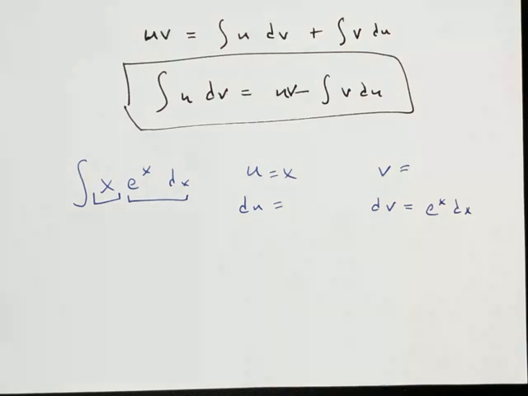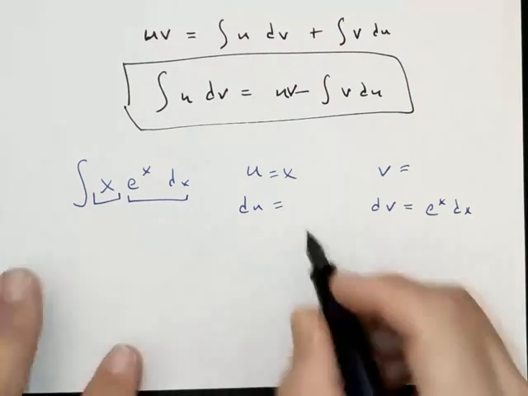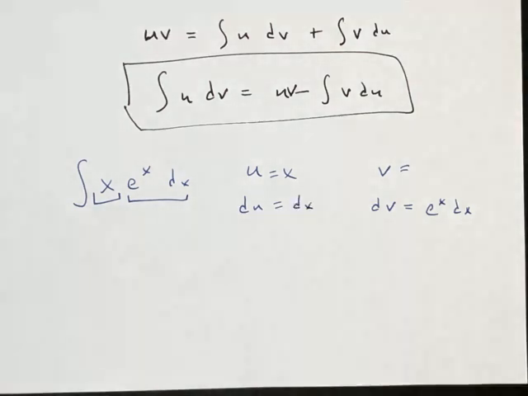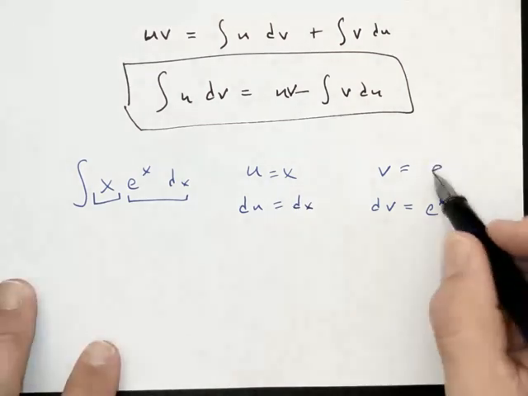Well, what's the derivative of x? 1. So my differential is just dx. But now over here, I need to go the other way. What's the antiderivative of e to the x? Just e to the x.